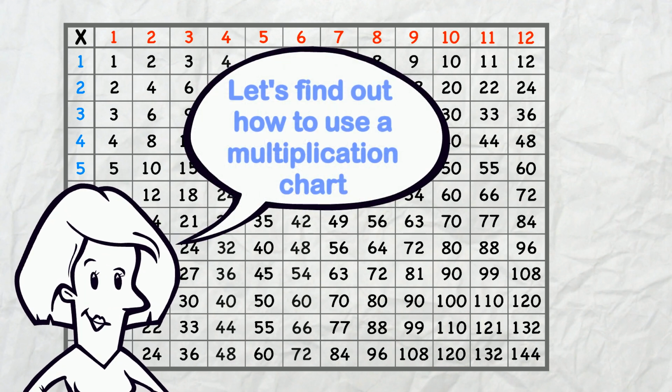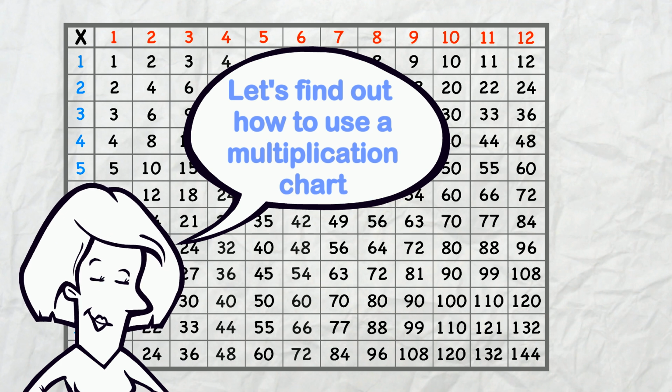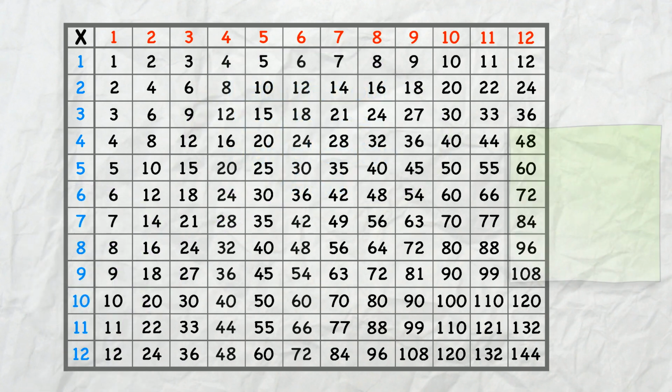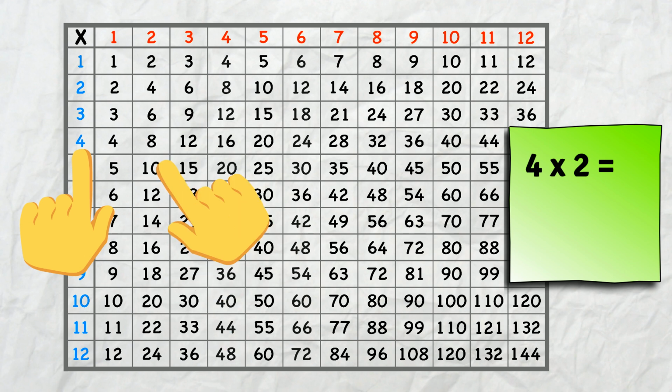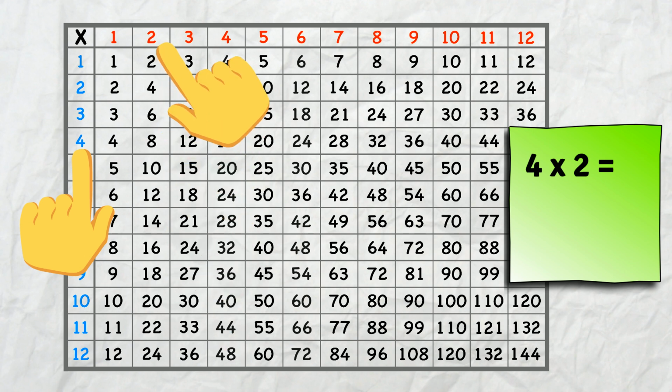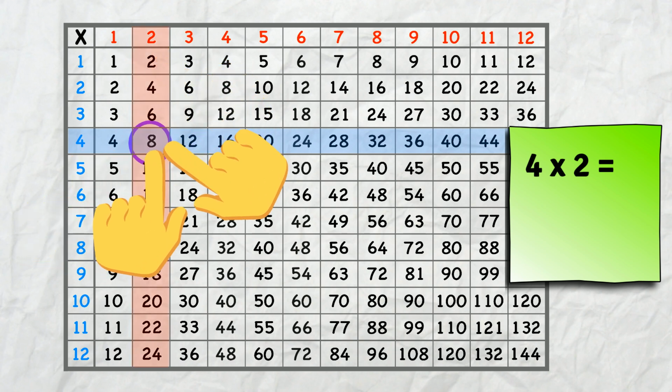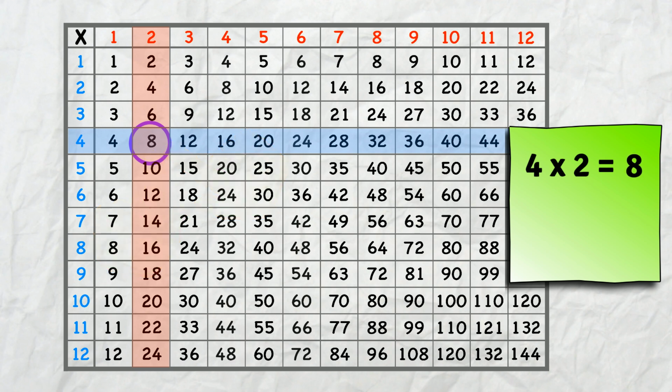Let's find out how to use a multiplication chart. Let's say we have to solve 4 times 2. I use 4 from the side and 2 from the top. 4 times 2. Follow the row and column, and where they meet is our answer, 8. 4 times 2 is 8.